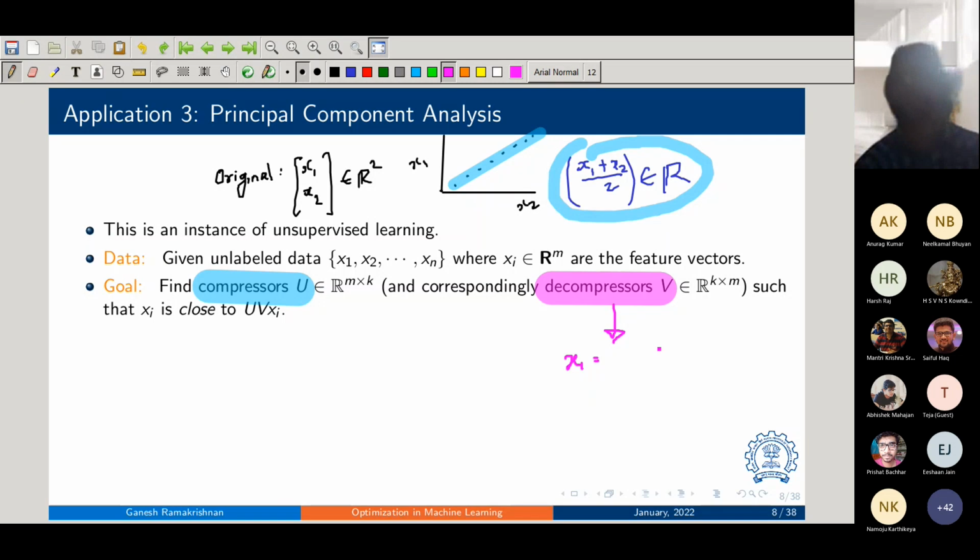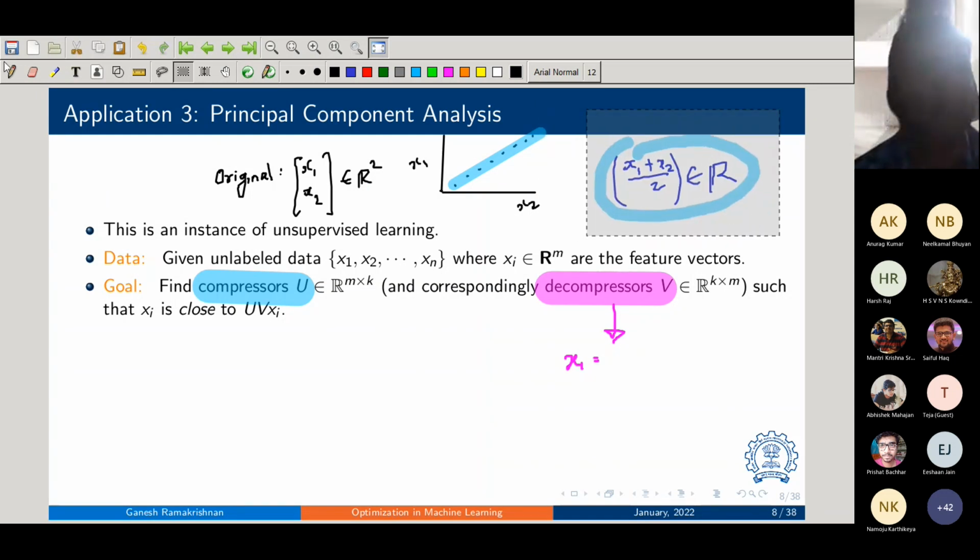How would you decompress? Given the fact that x1 and x2 are perfectly linearly correlated, your decompressor would be what? Kind of identity, right? I mean, identity in the sense it'll be x1 plus x2 by 2 and x1 plus x2 by 2. Do you get it? Whatever we have compressed, let's call this x tilde, right? So x1 will be x tilde, x2 will be x tilde. Do you get that? Yes, sir. So in this case, the decompression is very simple.